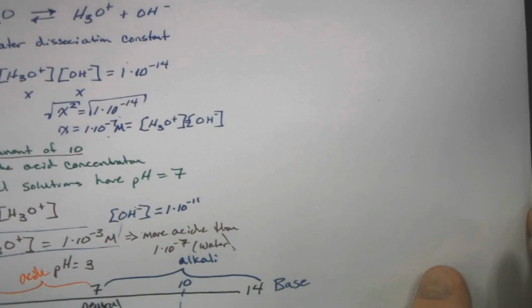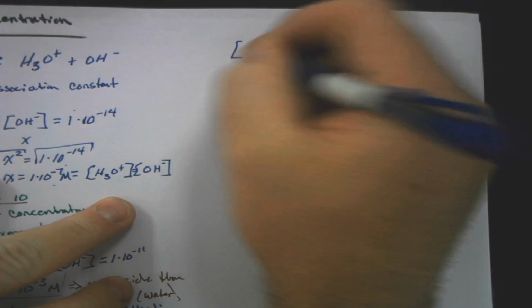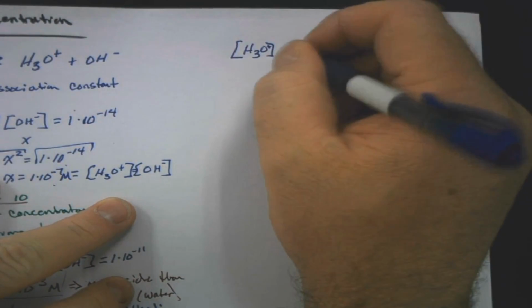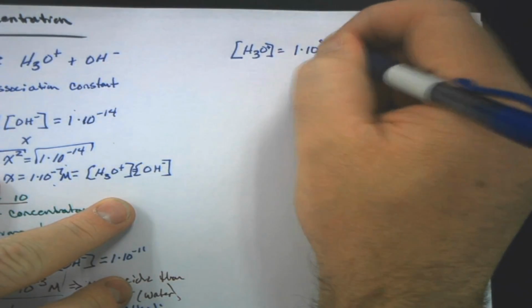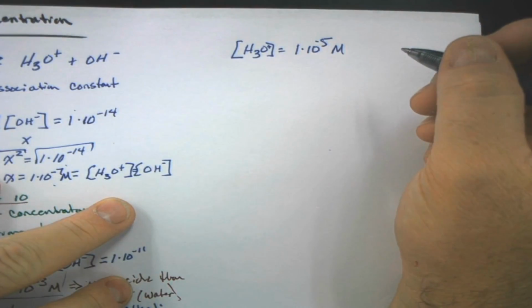So here's what I'm going to expect you guys to be able to do. We have one solution with a hydronium ion concentration of 1 times 10 to the 5th molar. The p for power.